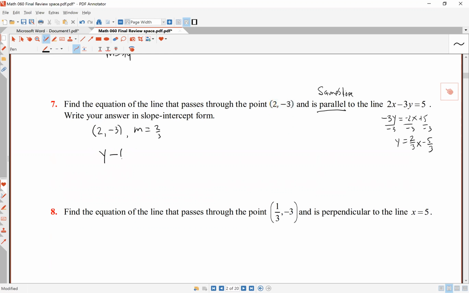So we go y minus y1 equals m times x minus x1. Writing in slope-intercept form, we need to distribute the 2/3 across and then subtract 3. -4/3 minus 3, it's over 1, so that's -4/3 minus 9/3, which is -13/3.